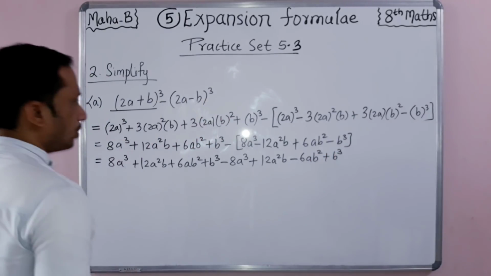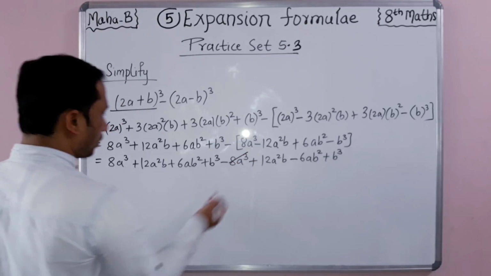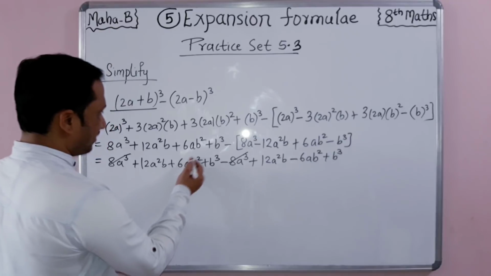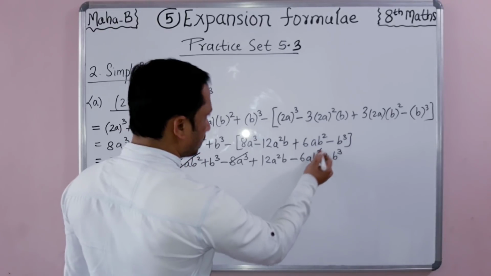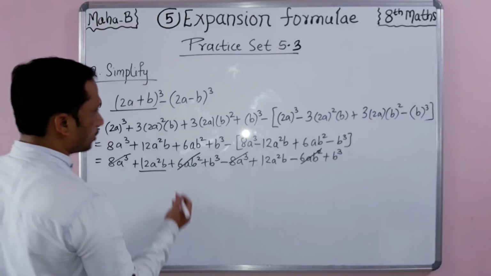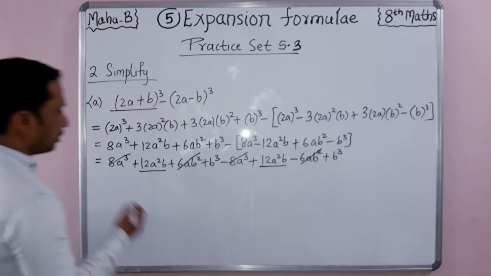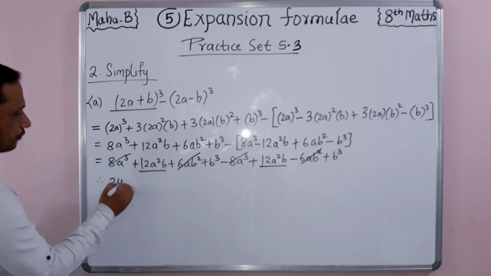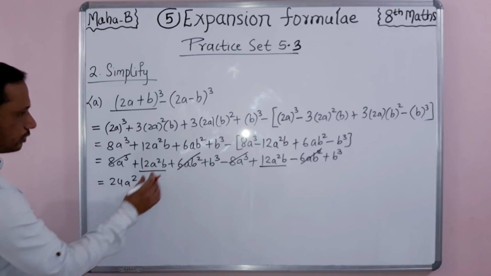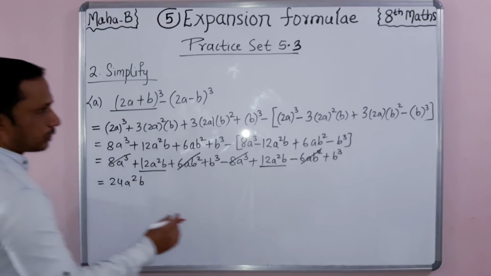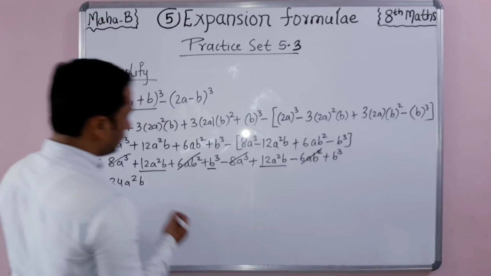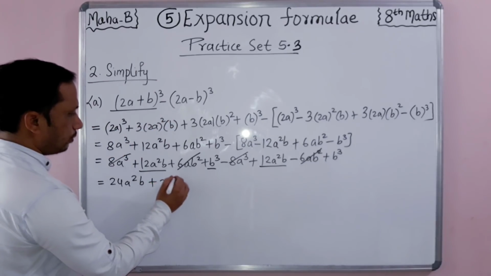Now minus 8a cube and plus 8a cube get cancelled to each other, then plus 6ab square and minus 6ab square get cancelled to each other. Now what is remaining? 12a square b and 12a square b, so it becomes 24a square b, and b cube and b cube become 2b cube.